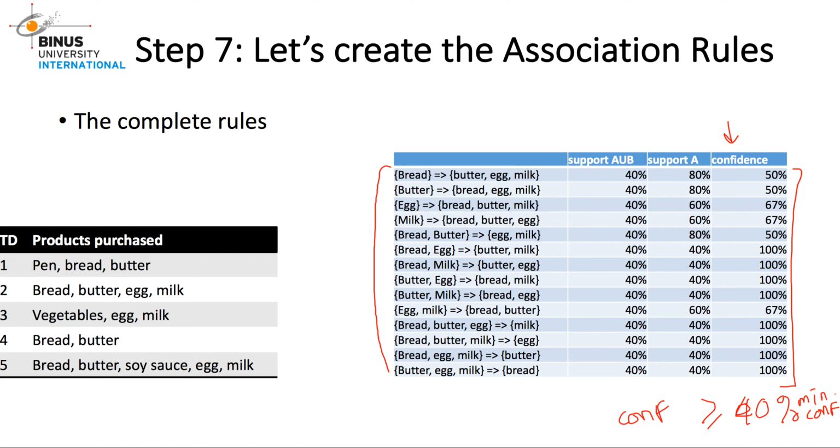Okay, so this is the output of the Apriori algorithm. This is the end of the Apriori association rules mining algorithm.